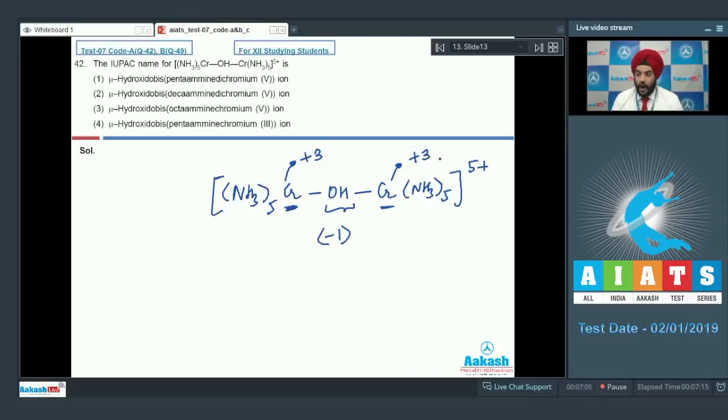If we talk about the IUPAC name of this structure, we'll have a mu-hydroxido because of the bridging. So it is given to us in all of these options. We'll have mu-hydroxido bis, as there are two of these same part present, bis pentaamminechromium(III) ion. If you look at the options which are given to us, the correct answer to this question is option 4. Let us look at the next question.